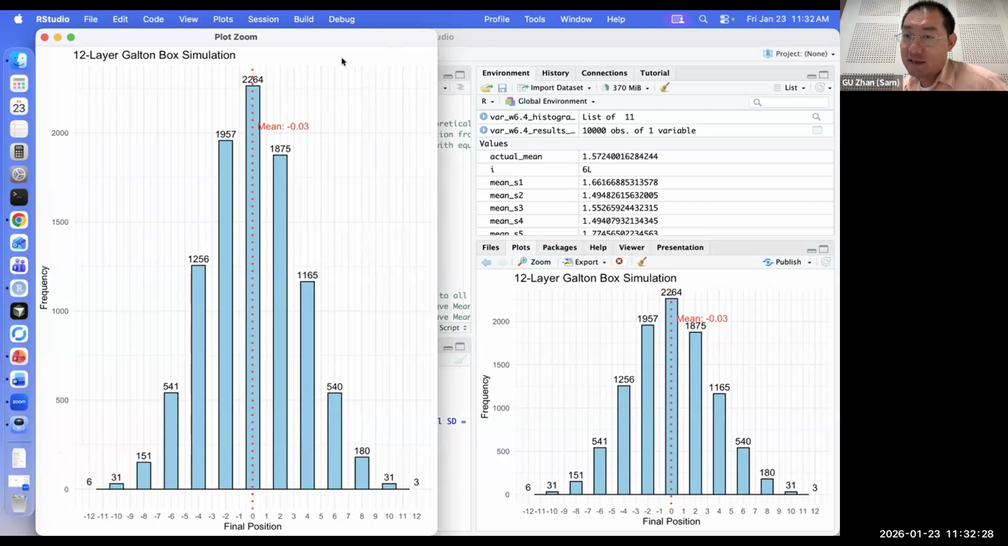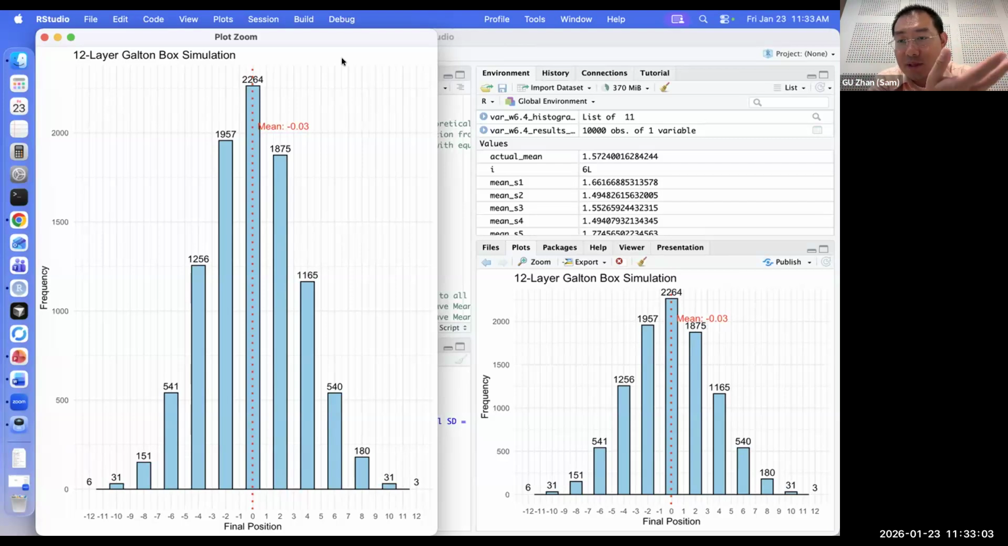In fact, it is a binomial distribution, 12 layers. For the first layer, if you drop one metal ball and it hits the first pin, one layer, it will go left or right, right? So there are two outcomes, left or right. It is similar to tossing a coin, heads and tails. If you toss a coin once, what is that distribution? It is the Bernoulli distribution.